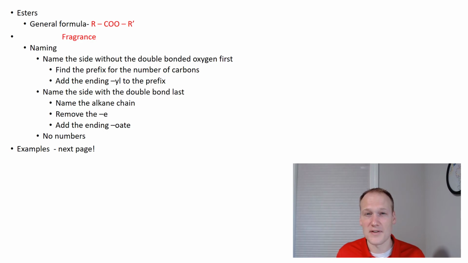This one is called esters, and esters is a carbon that's single bonded to an oxygen that's inserted in the chain and then double bonded to another oxygen. Because it's in the middle of the chain, you're going to have a short side of the chain and a long side of the chain.